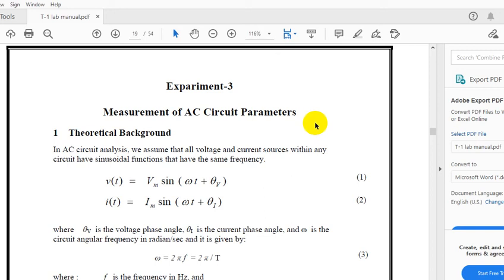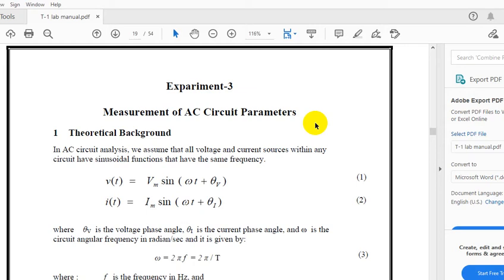Good morning, everyone. Today we are going to start with experiment 3, which is measurement of AC circuit parameters. Till now we were working with DC voltages. Today, with this circuit, we will have AC parameters. If you want to represent the voltage in DC, it is V equals a certain integer value in volts. But in AC you cannot represent it like this. V of t, where t represents a continuous function of time.